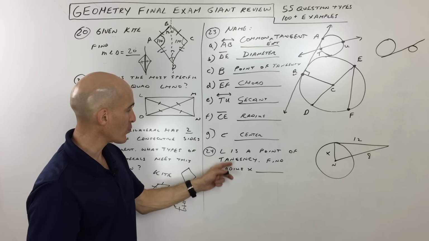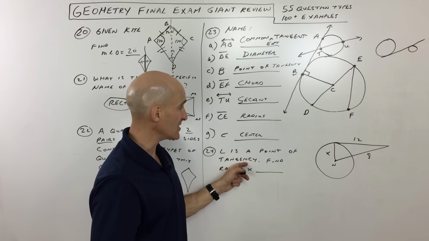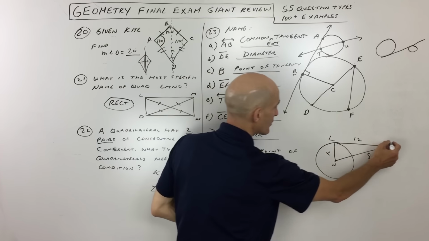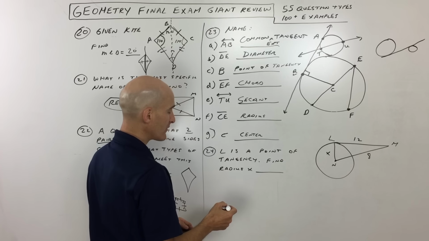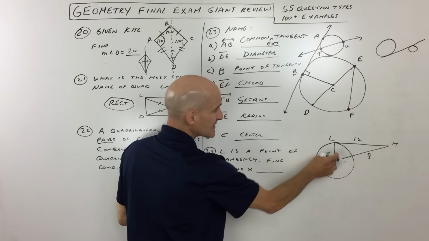Now for number 24, it says L is a point of tangency. This is point L right here. This is M, this is N. So it's a point of tangency. Find the radius X, that length.